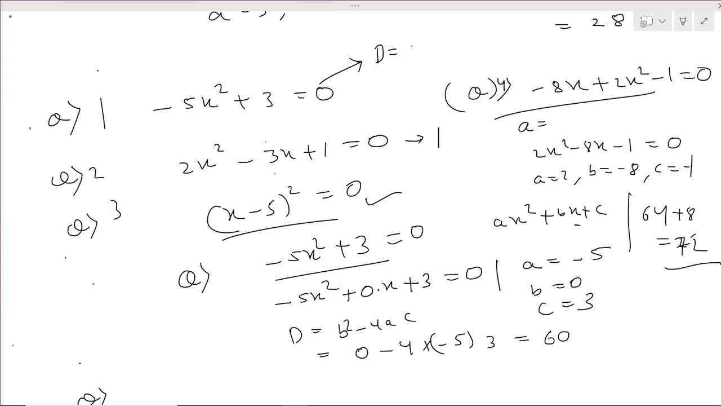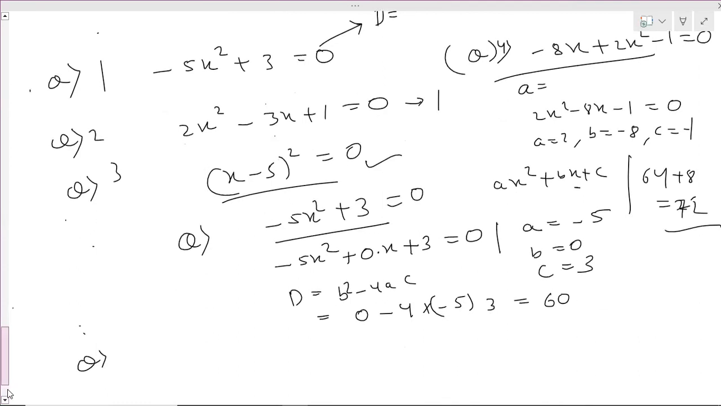Now, what is the point of discriminant? Why are we calculating this? Write down nature of roots. Very important. Or use of discriminant.